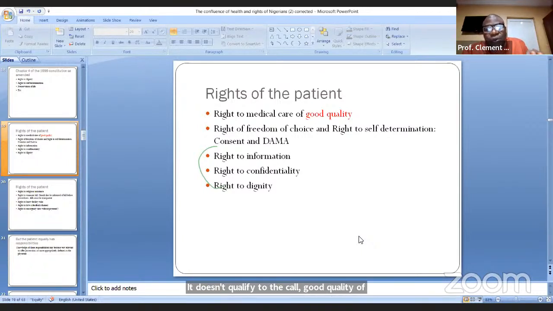The patient has the right of freedom of choice. Remember, the Constitution also gives the right to self-determination. A patient can consent to take treatment. At the same time, a patient can discharge against medical advice.